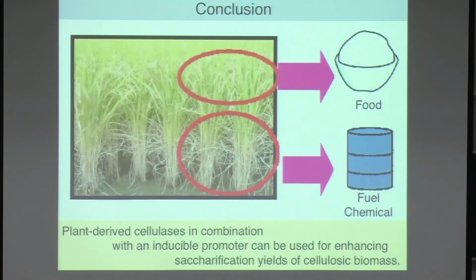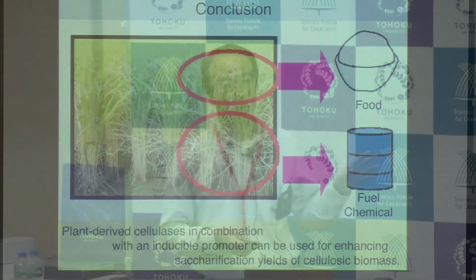So this is the conclusion. Plant-derived cellulases in combination with an inducible promoter can be used for enhancing saccharification yields of cellulosic biomass. And now we are trying to enhance saccharification yields much more by expressing not a single cellulase, but a combination of different types of cellulases, to enhance yields from rice straws.